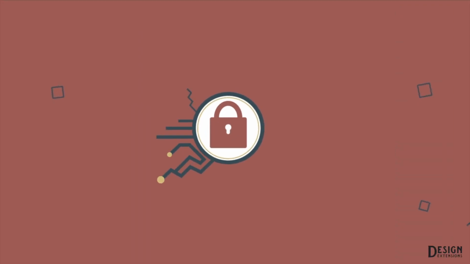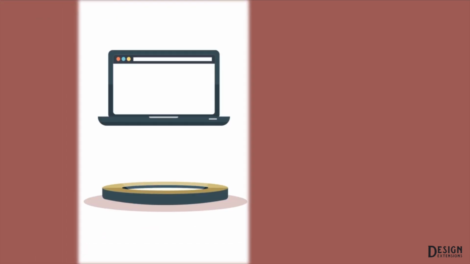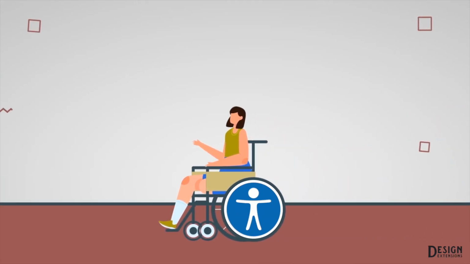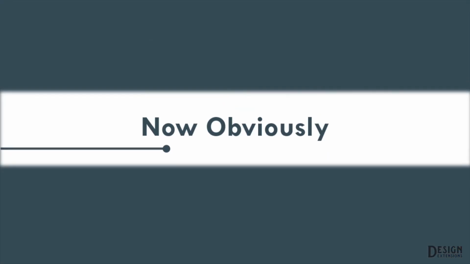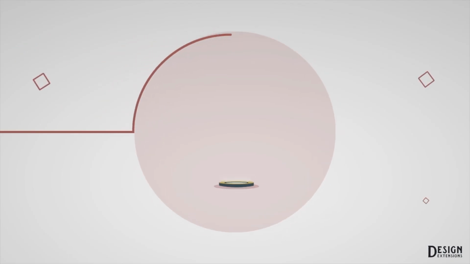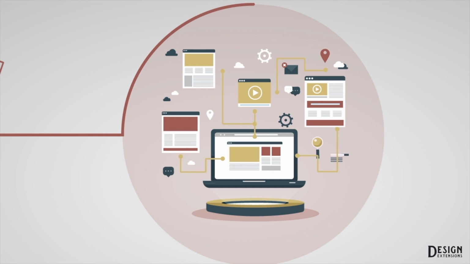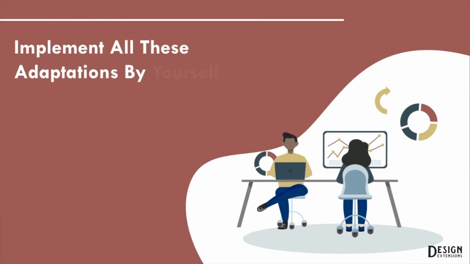First of all, let's understand exactly what accessibility compliance means. Accessibility compliance means that your website is designed and usable to everyone, including people with disabilities. Major disability categories include visual, hearing, motor, and cognitive disabilities. Now, obviously, each of these categories requires different types of adaptations to your website content and design, and it can be quite a headache to figure out and implement all these adaptations by yourself.